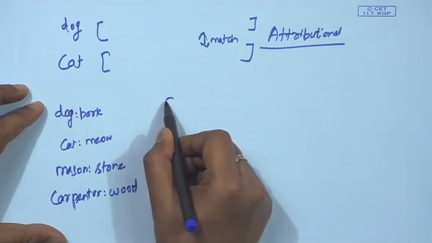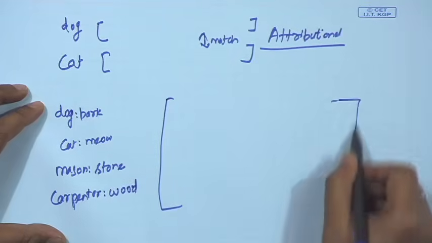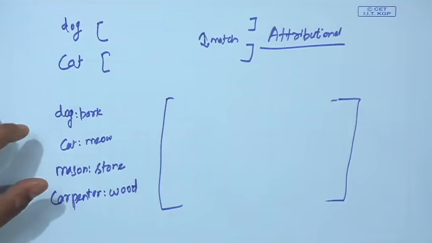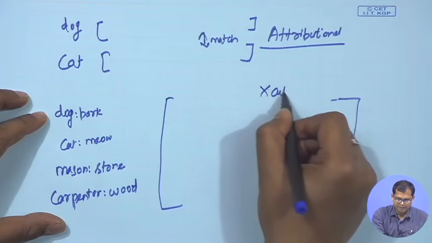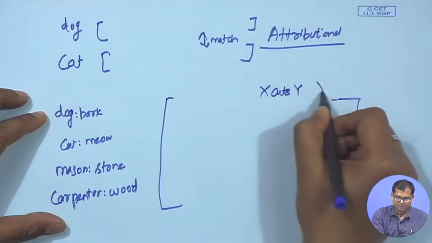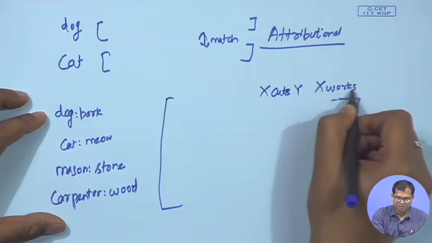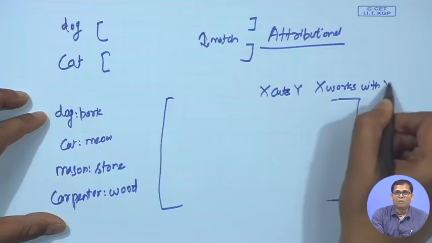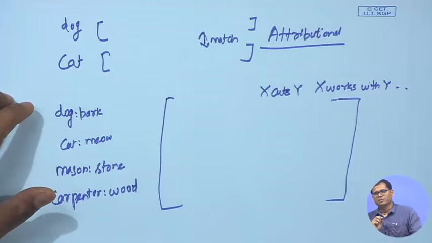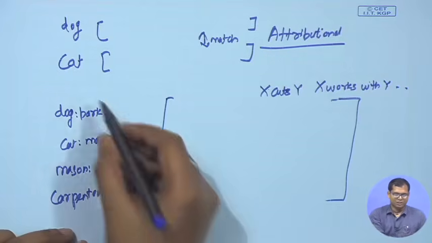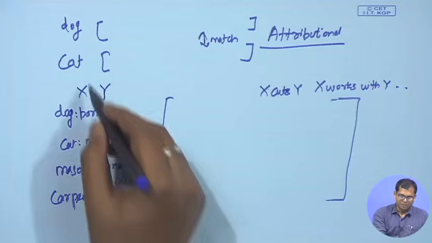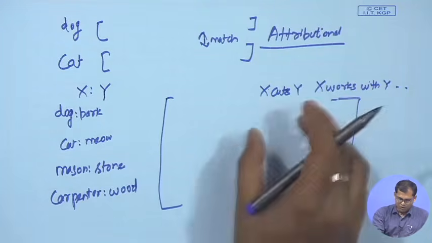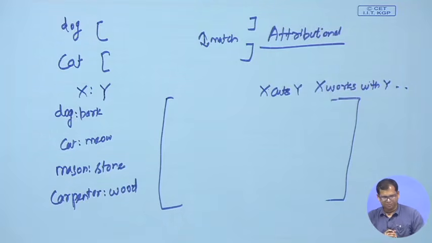Now what do the columns denote? Now columns would be various patterns. So a pattern could be like X cuts Y, X works with Y, and so on. These are various patterns. Now what are X and Y? You can think of these as my pairs XY. Now how will I fill this matrix?